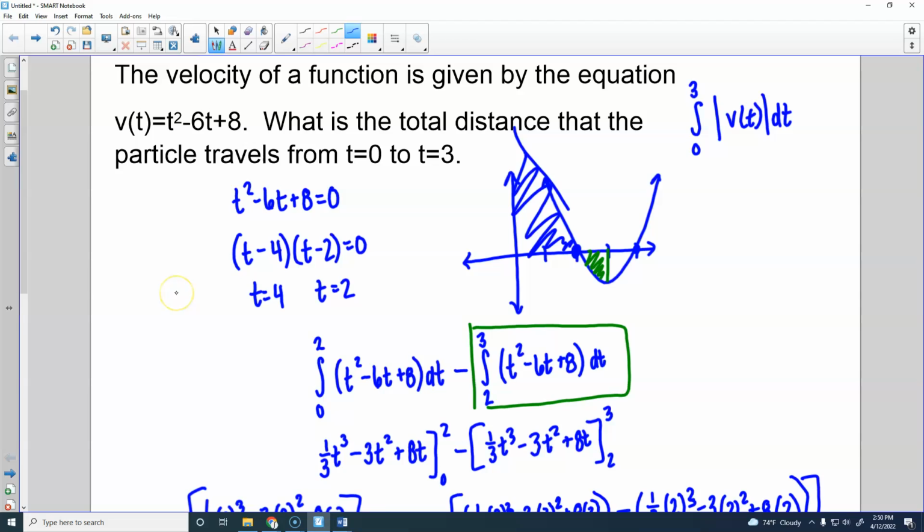Okay, so you may see something like this tomorrow. You also might see something like this where it shows up on the calculator active, and all you got to do is type it in. But if this were on calculator inactive, this is what you would have to do.